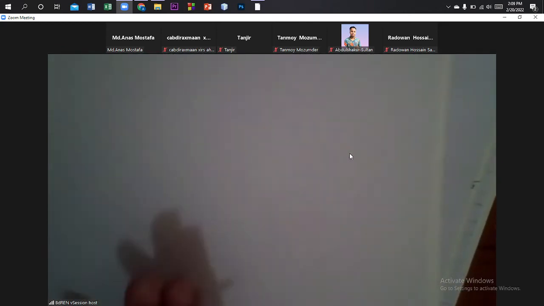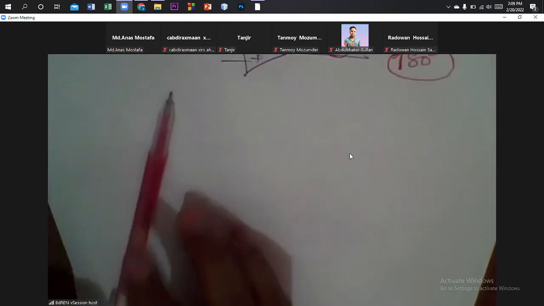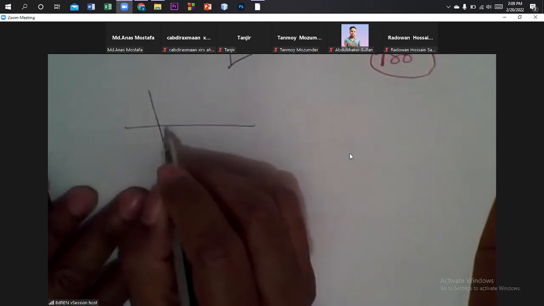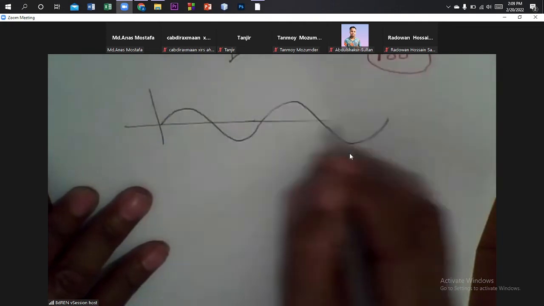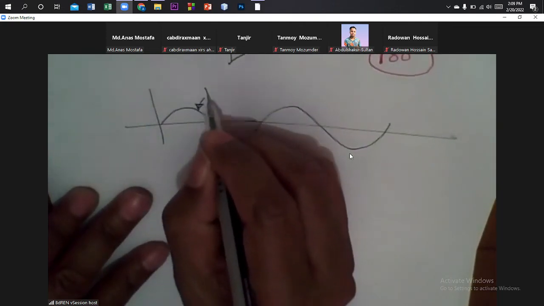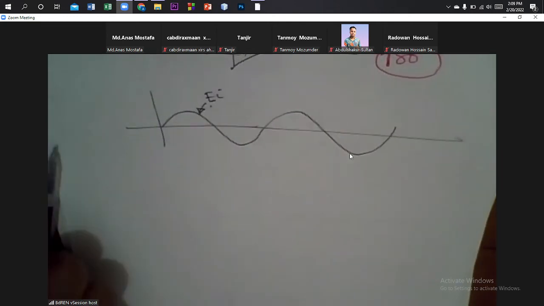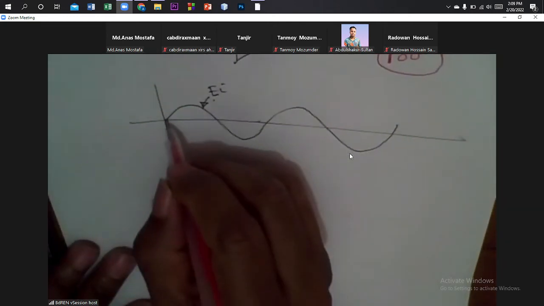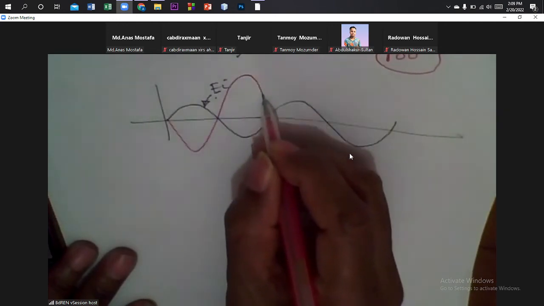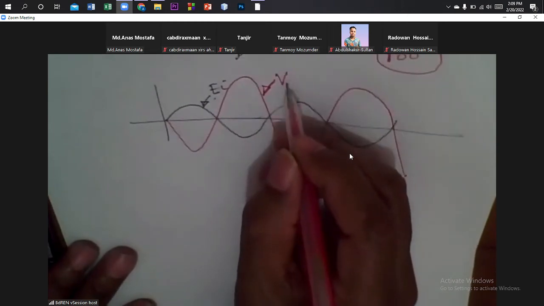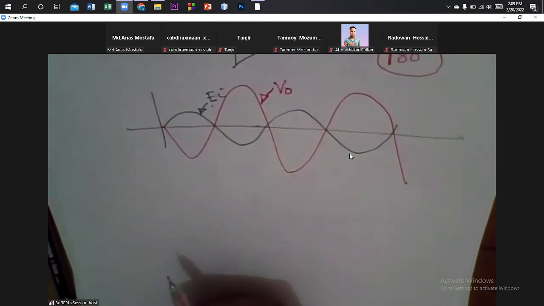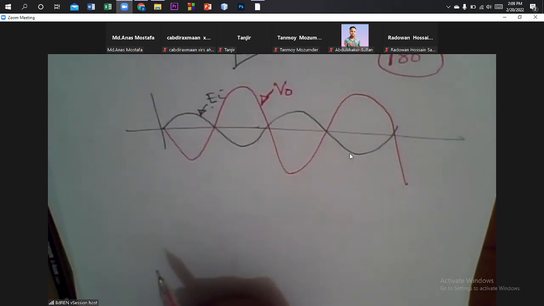So if we give an input here, say this is input, this is EI, what will the output be like? It will be inverted. This is output. Clear?